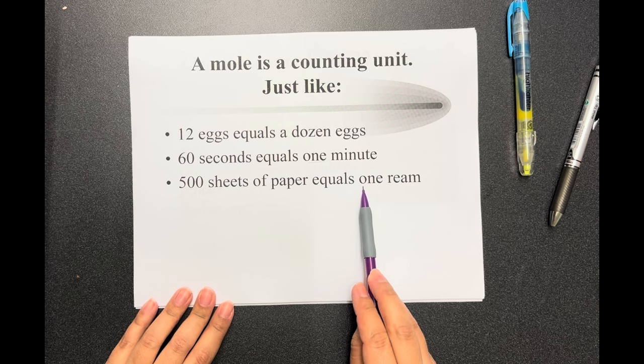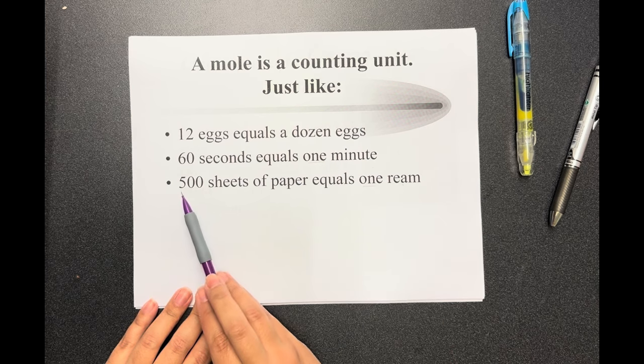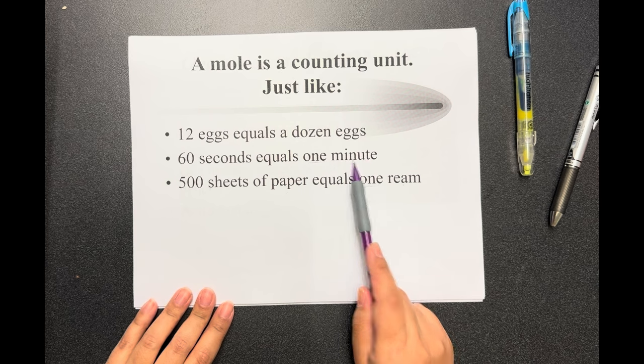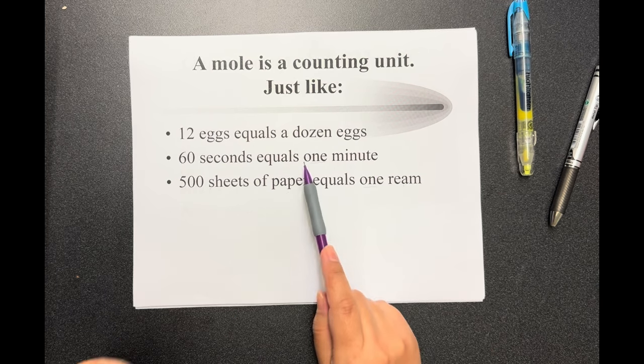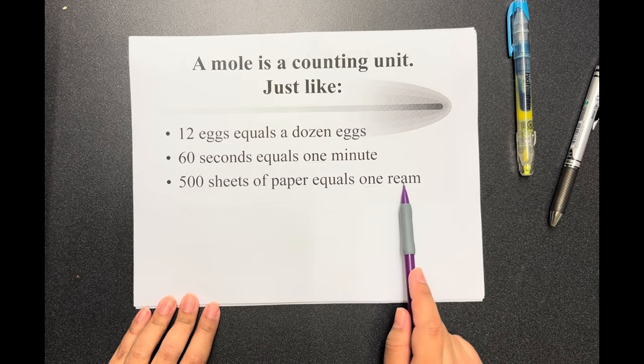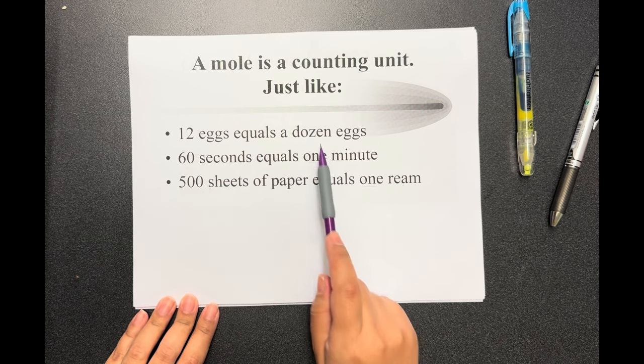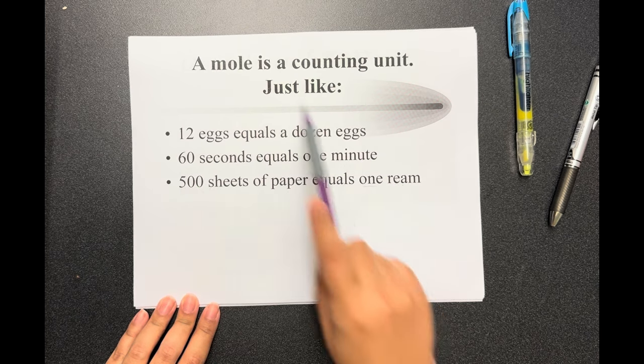When you say the word 1 ream of paper, that means you have 500 sheets of paper. So just like all of these words, dozen, 1 minute, 1 ream, they represent one thing, but in reality, it's 500 sheets, 60 seconds, 12 eggs. So these are called counting units, just like the mole.